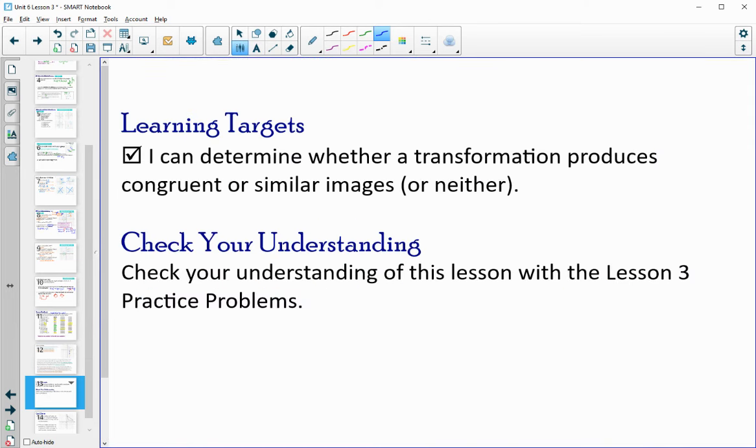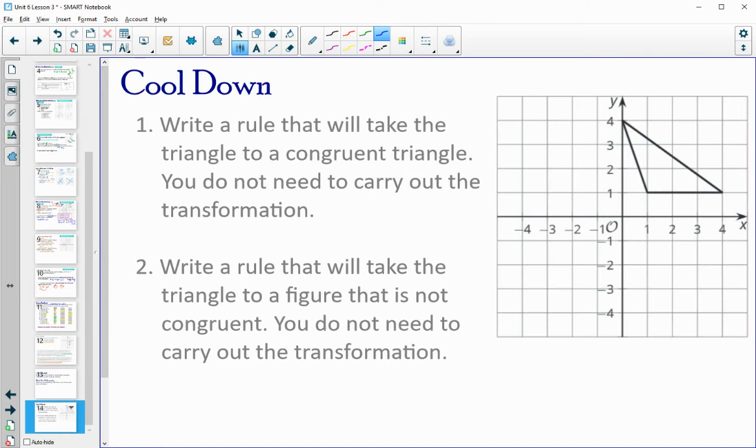So hopefully after this lesson, you can determine whether a transformation produces congruent or similar figures or neither. And you can try this cool down to see if you understand what you're doing. And if you are struggling with that, you can make sure you reach out to your teacher.